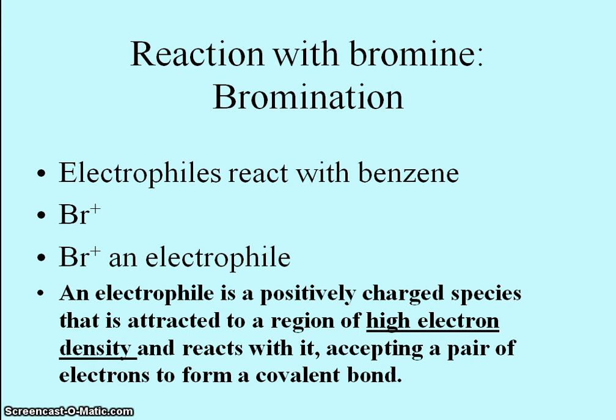An electrophile is produced. It's the Br plus ion. The Br plus ion has an incomplete outer shell, as you can see from the diagram, just 6 electrons in the outer shell. That makes it an electrophile and strongly attracted to regions of high electron density found in the benzene molecule.